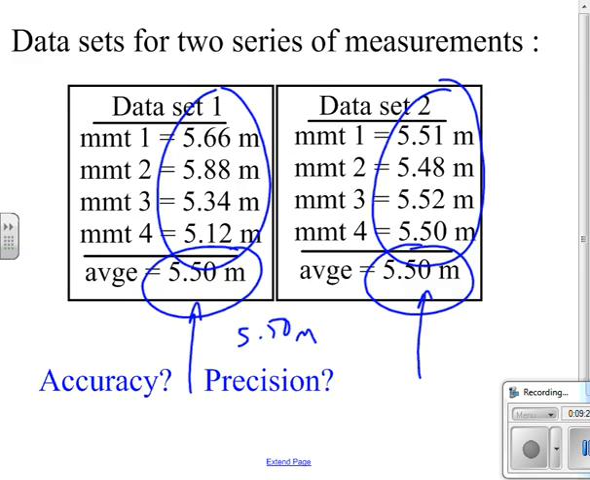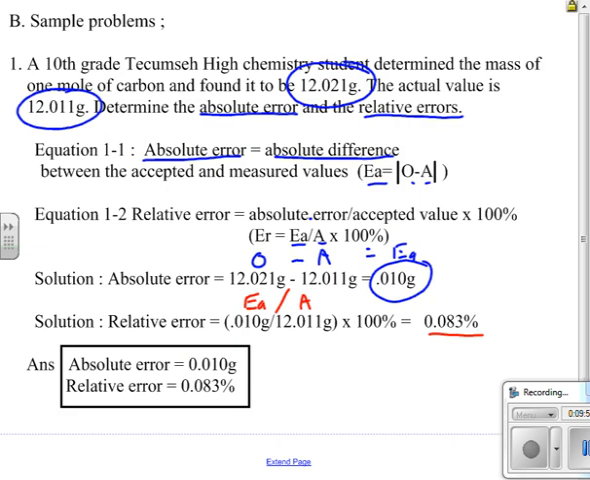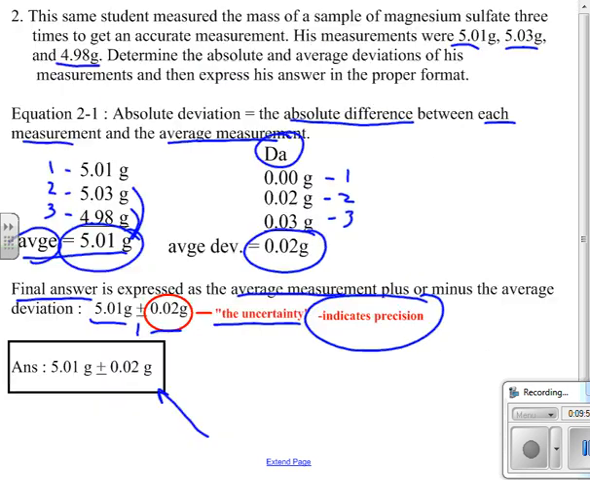One last thing. If we go back to this data set of measurements, if we had actually calculated the average deviations, then data set 1 would have a greater average deviation or a greater uncertainty because its numbers are less precise. But again, if you will report only the average, it doesn't tell you that. And so that is the purpose of calculating the absolute deviation. The average deviations are what we call the uncertainty of the measurement. That ends this lesson.